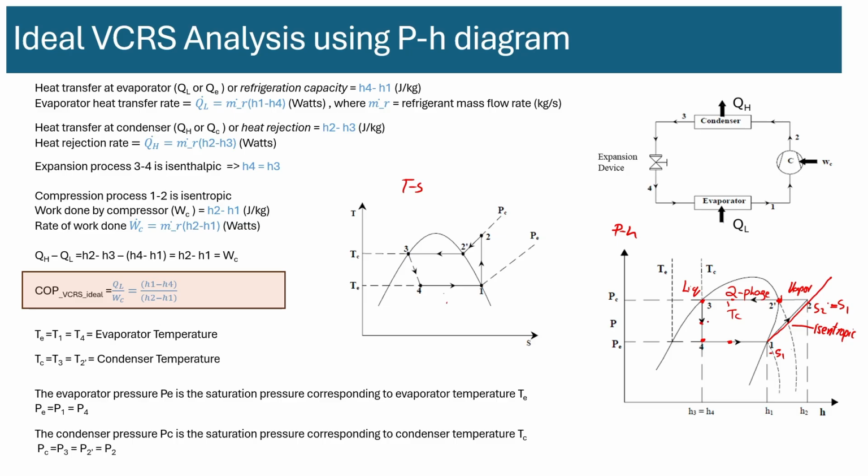So H3 is H4, it comes down vertically. From H4 to H1, the enthalpy increases. Why? Because we are adding heat to the evaporator. The evaporator is removing heat from the substance, or the room, or a space which it's trying to cool. So you're adding heat again at constant pressure, which we'll call evaporator pressure, PE.